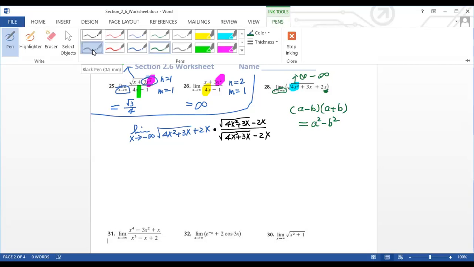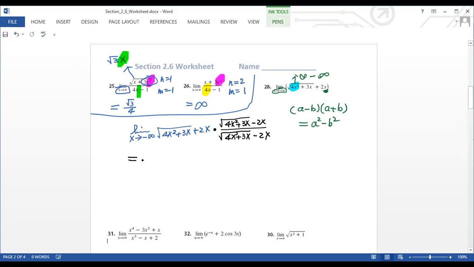Then you say, okay, so now here you will have the limit as x approaches negative infinity. What happened to the bottom here? So this is 4x squared.